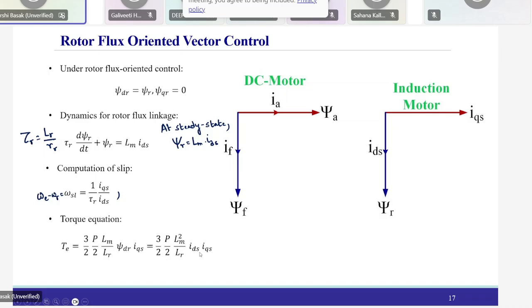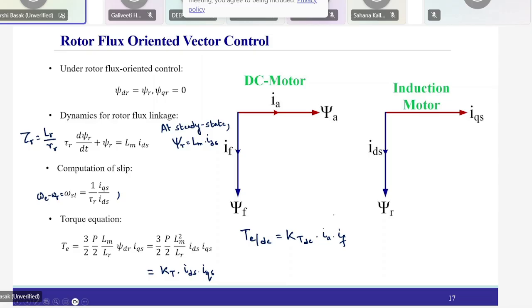Now you see, in case of your DC machine, this you can represent by some torque constant K into IDS into IQS. Now, in case of your DC machine, this is TE. Okay, so this is TE in the DC machine. This is the expression for the induction machine. So TE for the DC machine is some torque constant. Let me write it as KT DC into IA into IF.